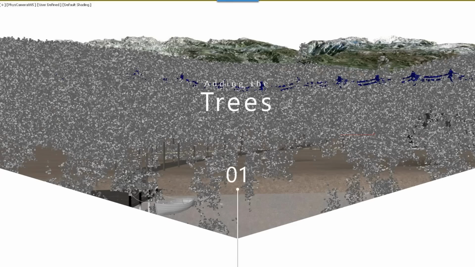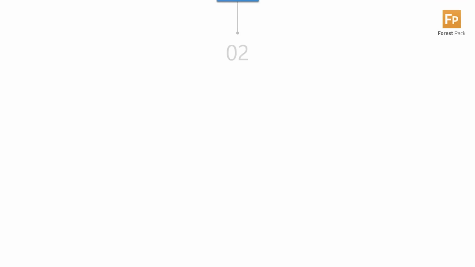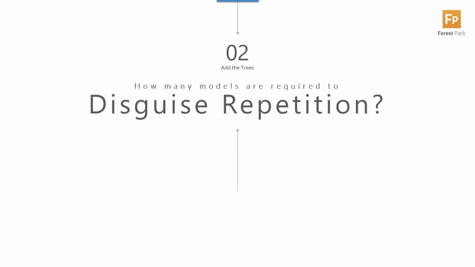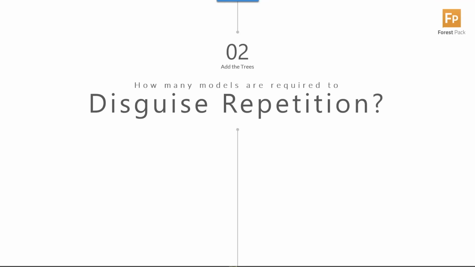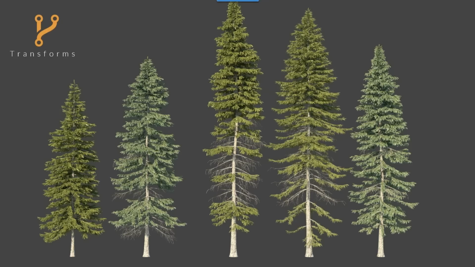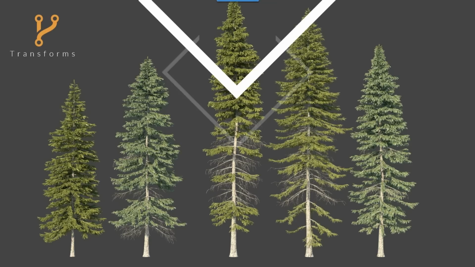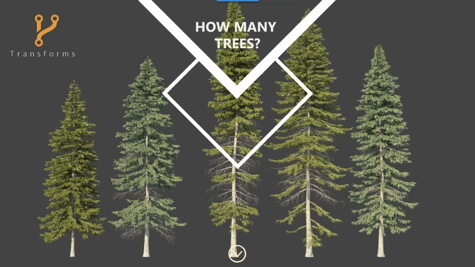So let's move on to the trees, which are probably the most visible vegetation in this scene. A question we often get asked is, how many types of tree do I need to add to a Forest Pack object to disguise repetition? And my answer to that would be, well, it's not really how many different types of tree you need to add. It's to make sure that each tree is substantially different looking from the next.